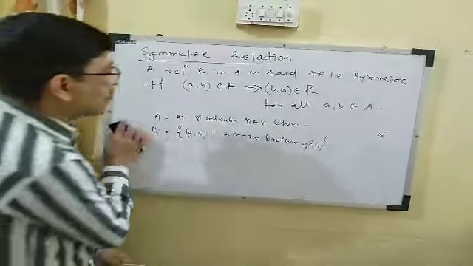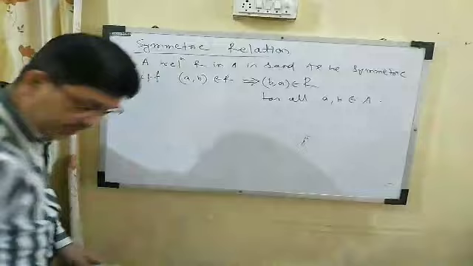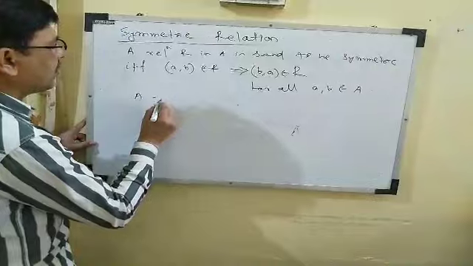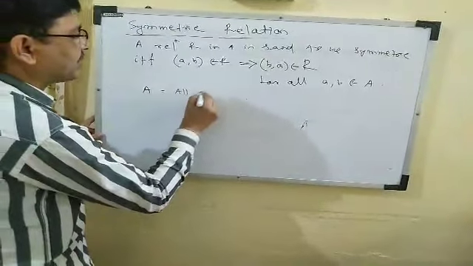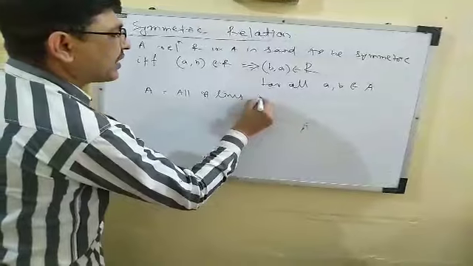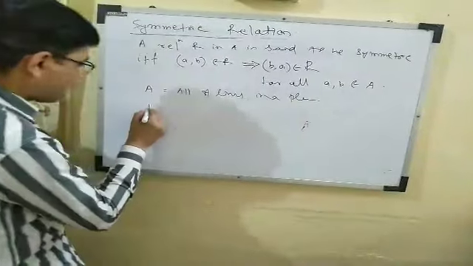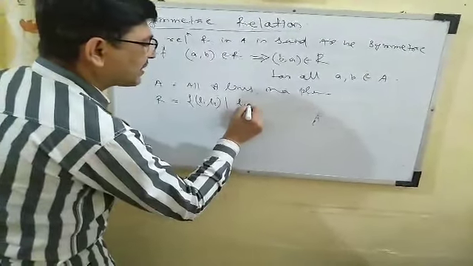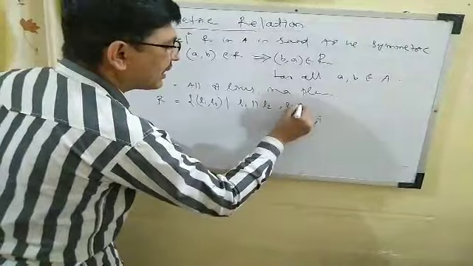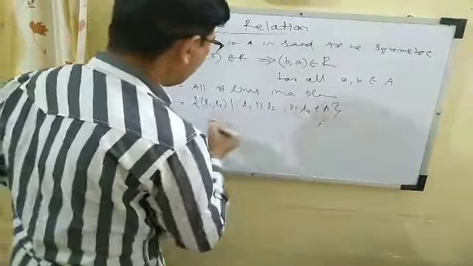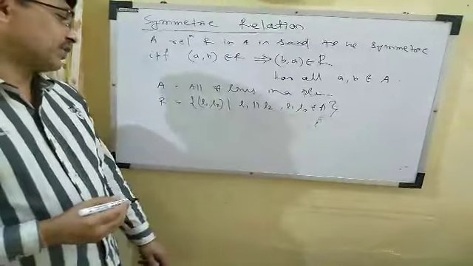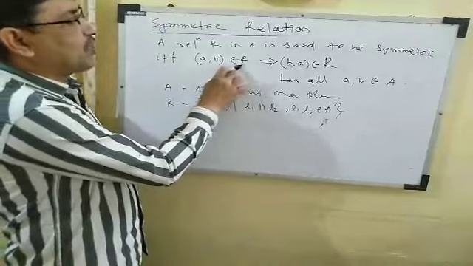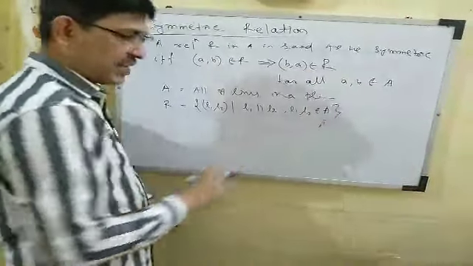So let us consider some more examples, the same example we have taken in reflexive. A is the collection of all straight lines in a plane, and R is the collection of all ordered pairs L1, L2 such that L1 is parallel to L2, where L1, L2 belong to A. Now check whether this relation is symmetric or not. If L1, L2 belongs to R, then L2, L1 belongs to R, then only this relation will be symmetric.